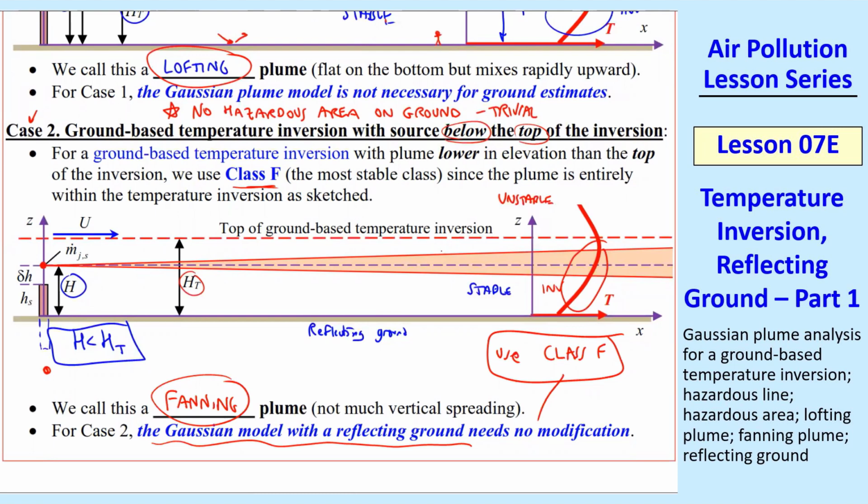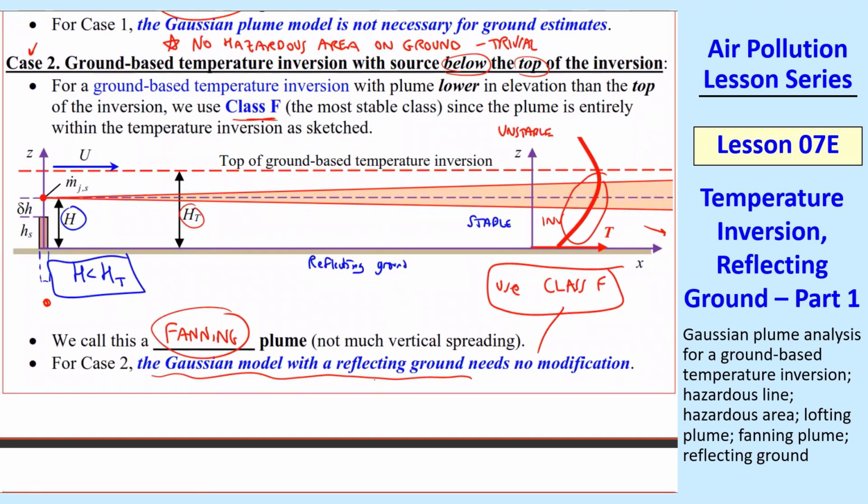So this is a fanning plume that spreads slowly vertically, it spreads fast horizontally, but eventually it will hit the ground and then we'll be able to calculate a hazardous area. This is just the same model. You already have this programmed in your Excel or your MATLAB or whatever you're using, so it's just a matter of running that. And the only thing you have to change is the class, change it to F, and we already have the equations for that. So the equations are all identical.